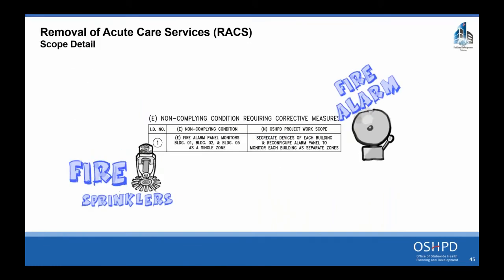So again, fire alarm and fire sprinklers must be on separate systems. If they are shared, they can only go from the hospital to the 1R, and they must have shut-off valves in case something happens to the 1R building, so that the operation of the hospital isn't disrupted.